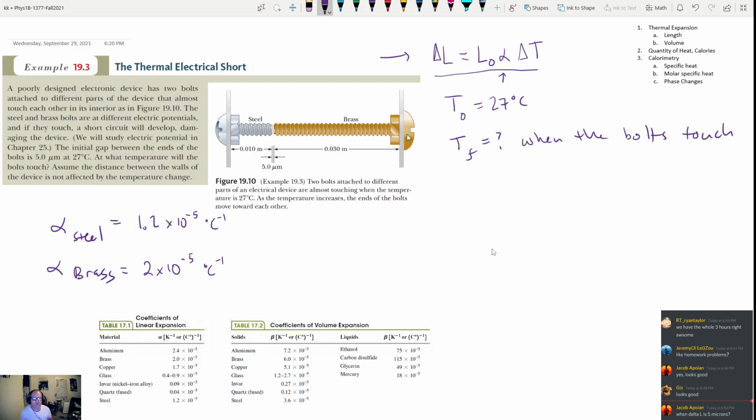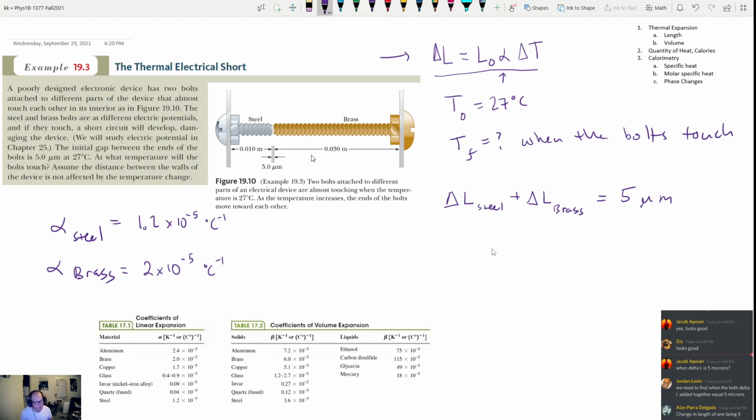So delta L is the amount by which it expands, right? We need to find when both delta L add together equal 5 microns. I think that's exactly right, Jordan. That sounds exactly right. So you're saying if we take the change in length of the steel and we add to that the change in length of the brass, that should be equal to 5 micrometers, right?